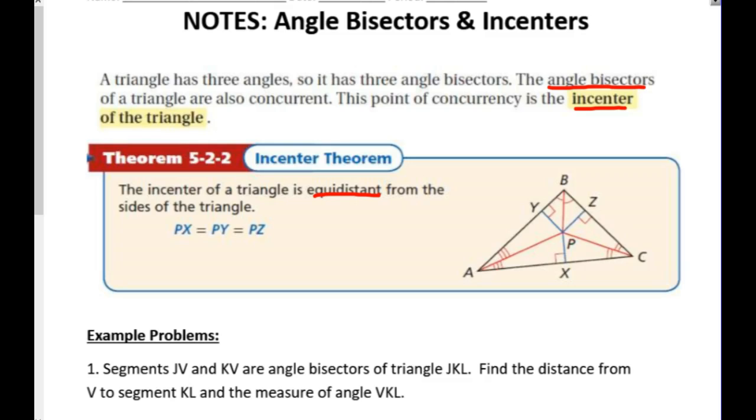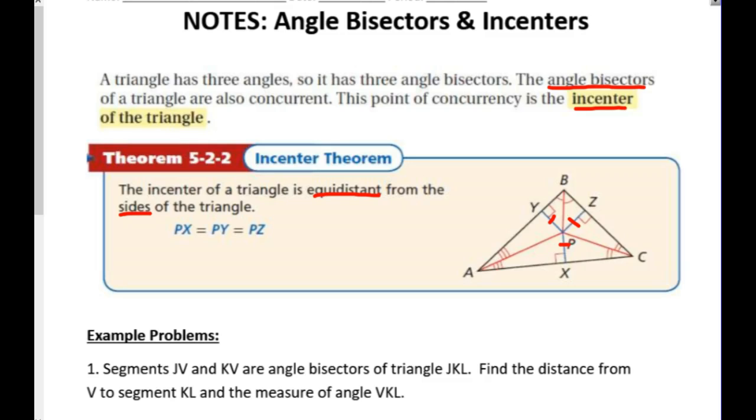And what we know about an incenter is that it is equidistant from the sides. Okay, so look at this picture right here. It tells us PX equals PY equals PZ. So on the board, it's blue, but PX, PY, PZ, those are all congruent. They're equal in their measurement. So I'm going to show that with tick marks. PX has a tick mark, PY has a tick mark, PZ has a tick mark. So go ahead and mark all those on there. And we're going to use that information to do the example problems at the bottom.